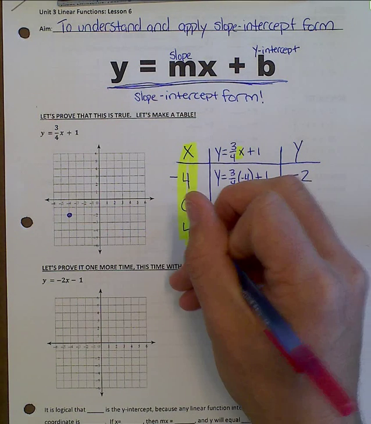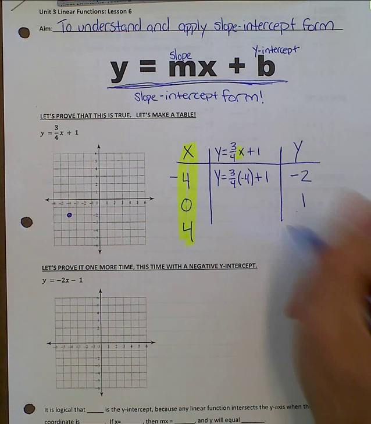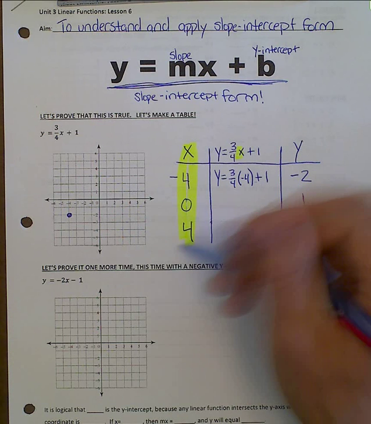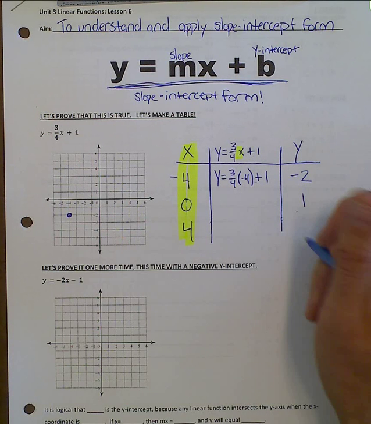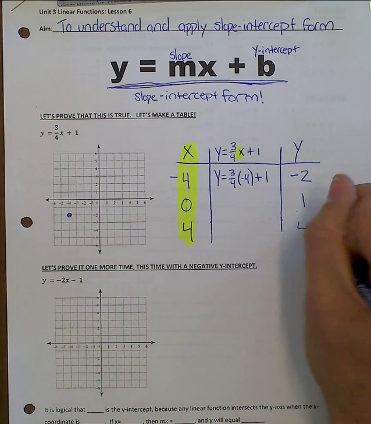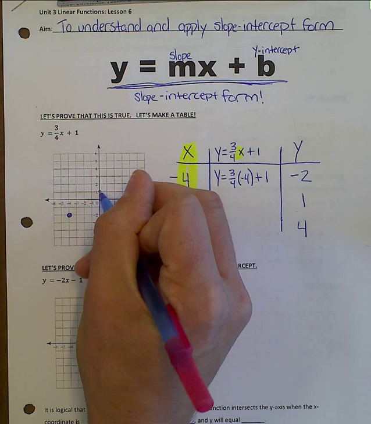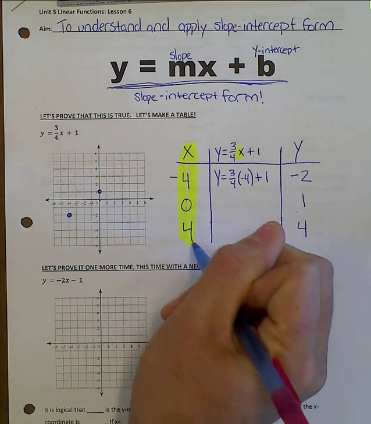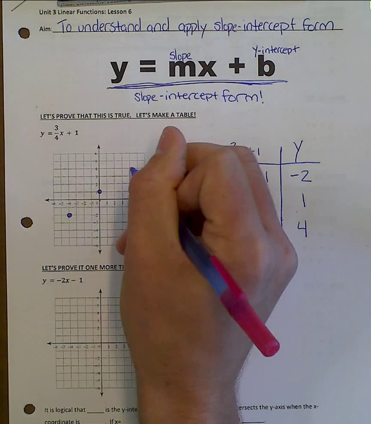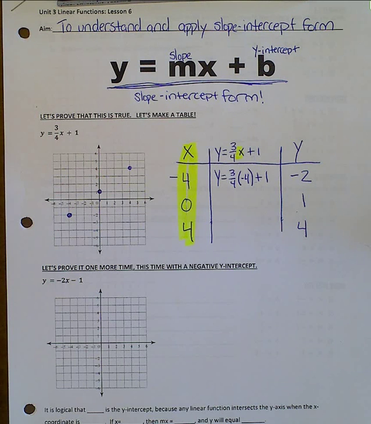When you plug in 0, you get 1 as an output, and when you plug in 4 for x, 3/4 times 4 plus 1 should give us 4. So the coordinate 0, 1 is on the graph, and the coordinate 4, 4. And we wanted to prove that because this slope is positive, we should have an increasing line.